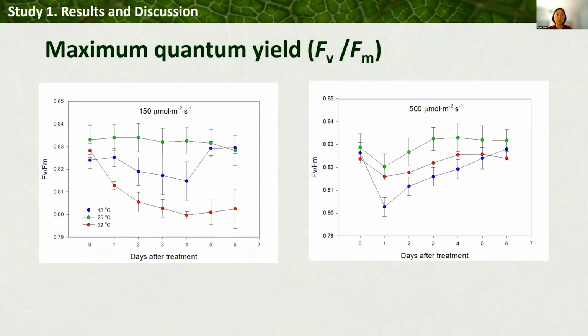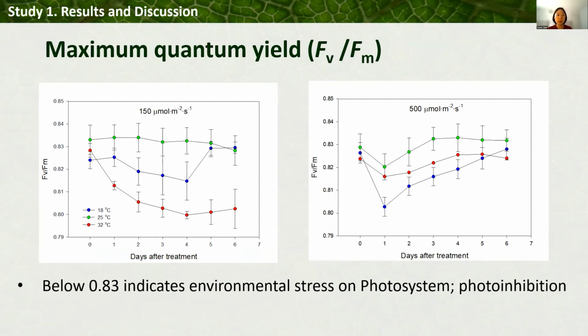This is the maximum quantum yield, which is the Fv/Fm data. Generally speaking, below 0.83 indicates environmental stress on the photosystem, which is photoinhibition. As you can see, the line indicates 0.83. At 25 degrees C, they all showed mostly over 0.83, which means plants did not really experience photoinhibition in the optimal temperature range. However, 18 and 35 degrees C showed below 0.83, which means they experienced photoinhibition.